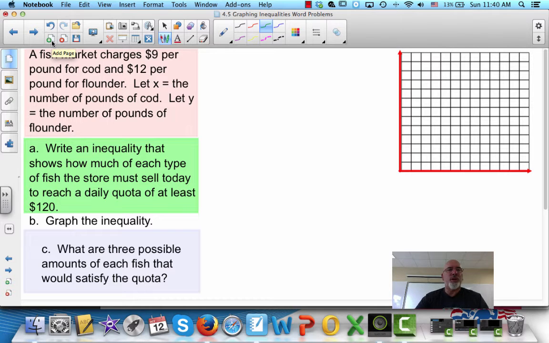Okay, a fish market charges $9 per pound for cod and $12 per pound for flounder. It's going to tell you to let X equal the number of pounds of cod and Y equal the number of pounds of flounder. Two things you already know. You already know that you're going to be charging 9 for each pound of cod and 12 for each pound of flounder. It says in the next thing, write an inequality that shows how much of each type of fish the store must sell today to reach a daily quota of at least 120.